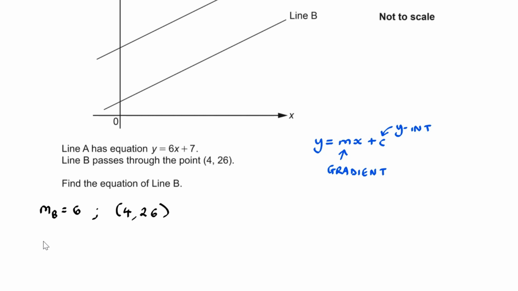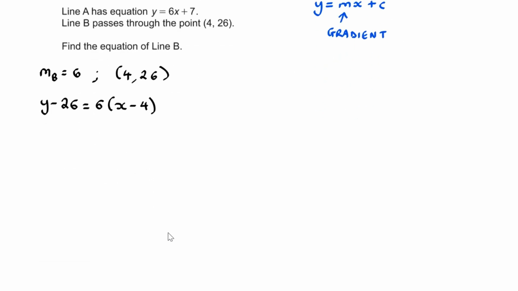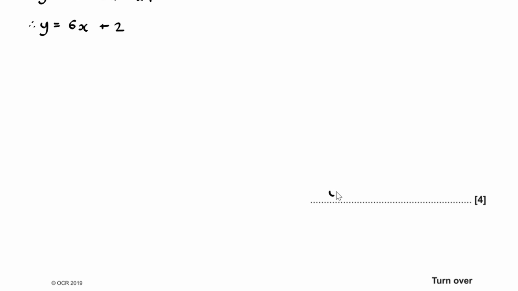(4, 26), and therefore we have y minus y1, so we've got y minus 26 equals 6 lots of x minus x1, so we've got x minus 4. And if we attempt to tidy this up, we have y minus 26 equals 6x minus 24, and if we add 26 to both sides, you can see y is equal to 6x plus 2. So we have y equals 6x plus 2 as the equation of the line B.